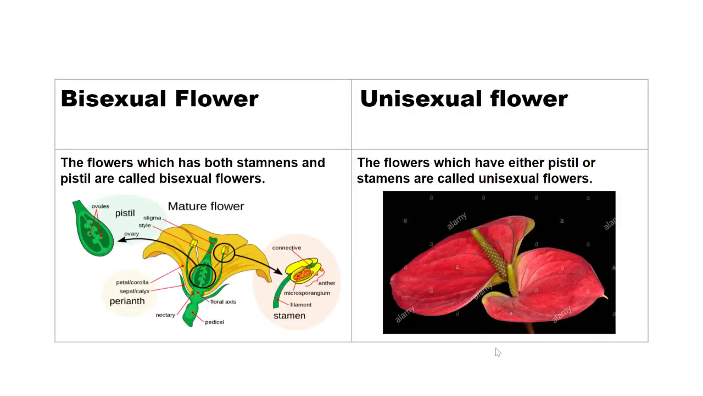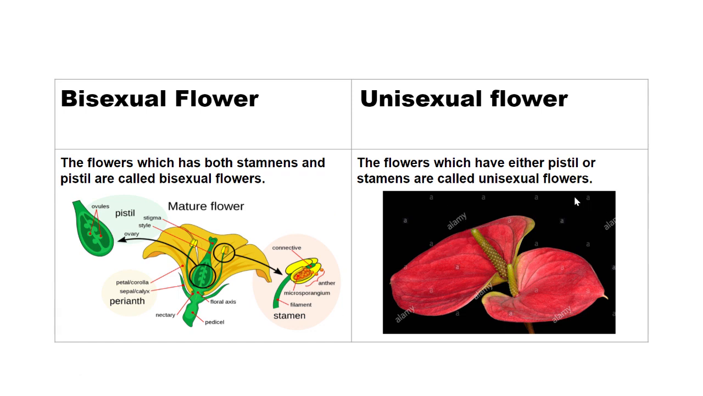Now, children, let us see what are bisexual flowers and what are unisexual flowers. Okay, children, the flowers which have both stamens and pistil are called bisexual flowers. If stamens and pistils are present in the same flower, then it is a bisexual flower. For example, mustard and China rose are bisexual flowers, which have both the stamens and pistils.